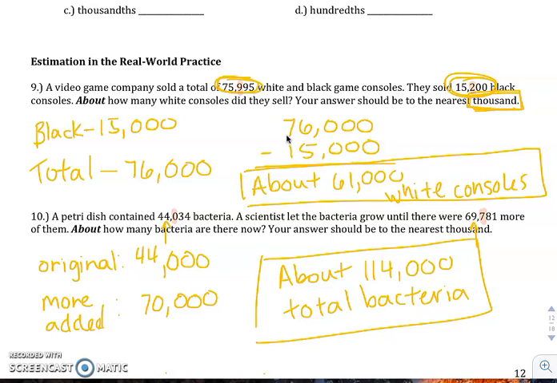So when you're rounding, just pay attention to what place they're asking you to round to, and just go from there. Remember, 5 rounds the number up, below 5 keeps it the same.